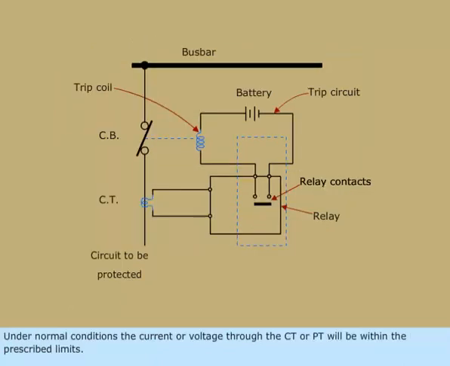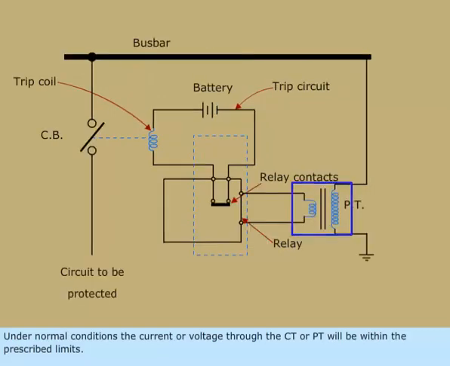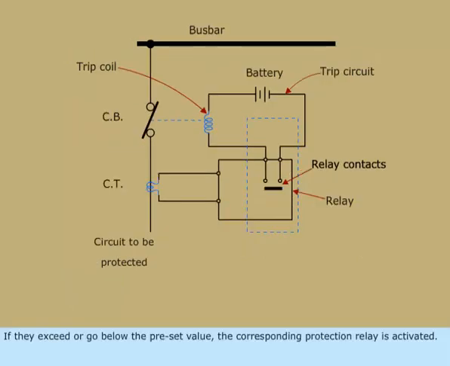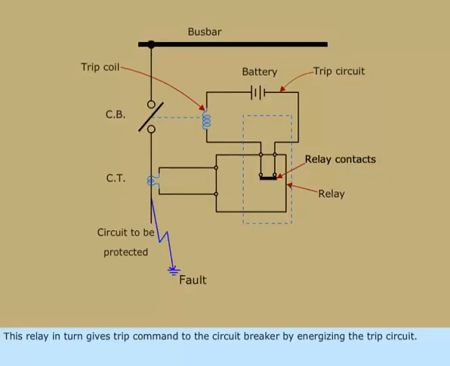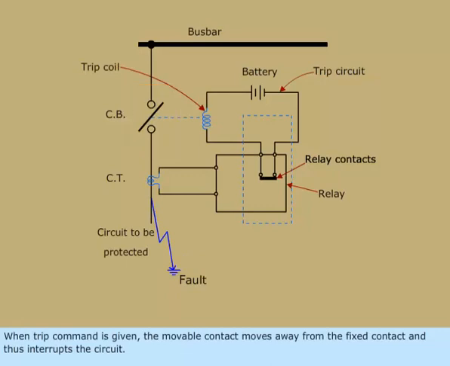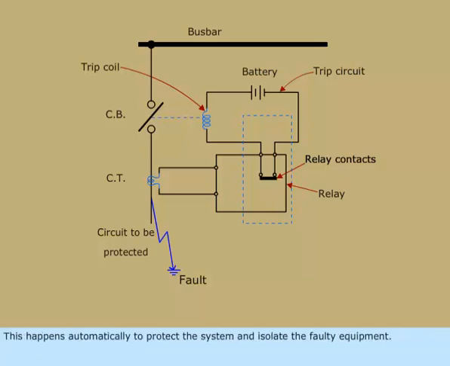Under normal conditions, the current or voltage through the CT or PT will be within the prescribed limits. If they exceed or go below the preset value, the corresponding protection relay is activated. This relay in turn gives trip command to the circuit breaker by energizing the trip circuit. When trip command is given, the movable contact moves away from the fixed contact and thus interrupts the circuit. This happens automatically to protect the system and isolate the faulty equipment.